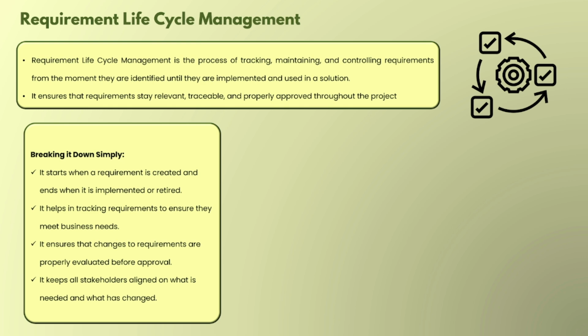Then the next point is it keeps all stakeholders aligned on what is needed and what has changed. Well, say we update a requirement from send email confirmation to send SMS confirmation. Initially the requirement was like that. We have seen the example of the ticket. Someone has raised a concern on our system that this particular function is not working for them, where we send an email confirmation, kind of an acknowledgement via email. But instead of email confirmation, now they want SMS confirmation. It means the requirement needs to be updated.